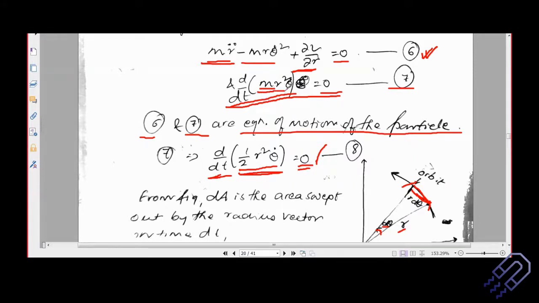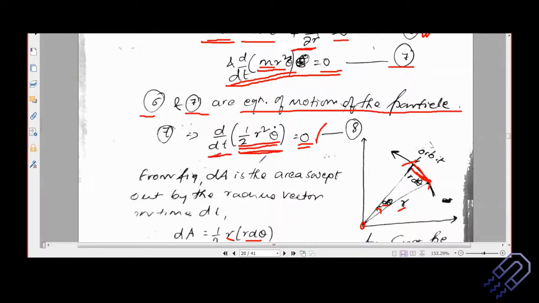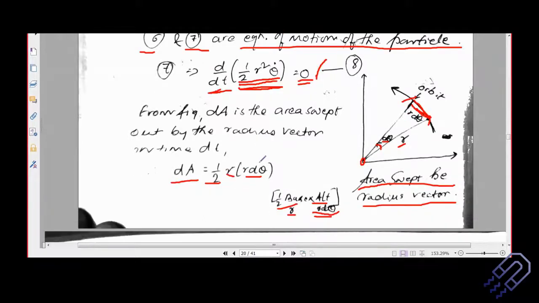Having d dt of m r square theta dot, where m is a constant for the system, is similar to an equation like half r square theta dot. So if d dt of m r square theta dot is 0, then d dt of half r square theta dot is also equal to 0. When d dt of something is 0, that something is constant, so that means half r square theta dot is constant.